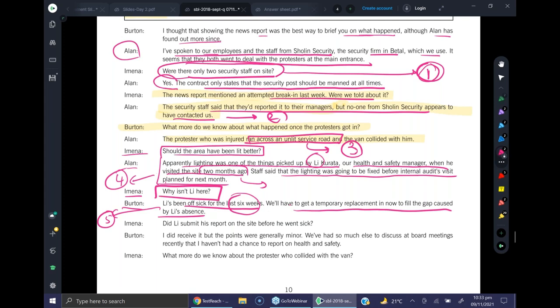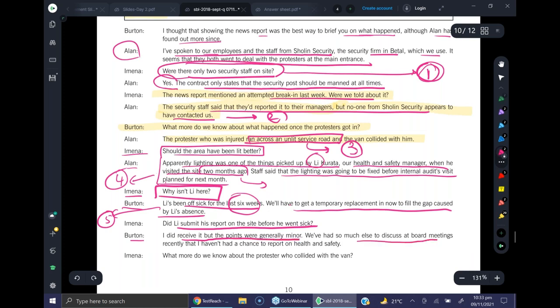Amina further says, did Lee submit his report on the site before he went sick? Burton, I did receive it, but the points were generally minor. We have had so much else to discuss at the board meeting recently that I haven't had a chance to report on health and safety. So do you like his excuse that we had so much else to do? So that's why we were not able to talk about health and safety. It's one of the major risks.